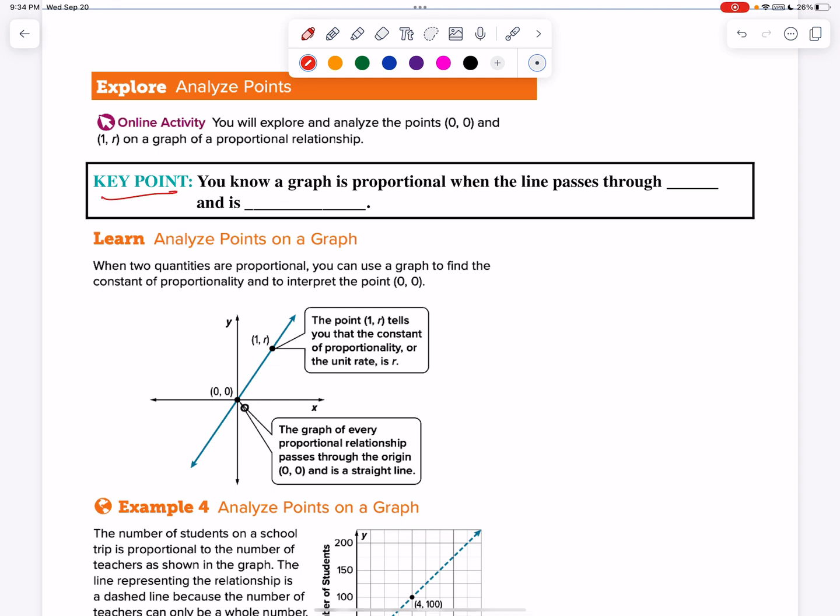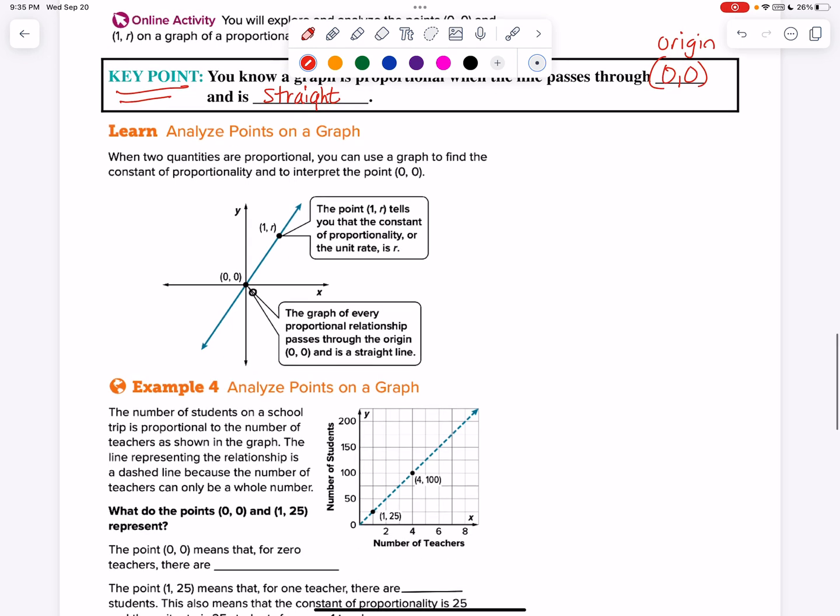The key points to remember: a graph is proportional when the line does what? Passes through 0, 0, which is also called the origin. Sorry, it's a little sloppy there. And is what shape? Straight. So those are 2 characteristics that we need to keep an eye on. All right, so let's go ahead and analyze these points.